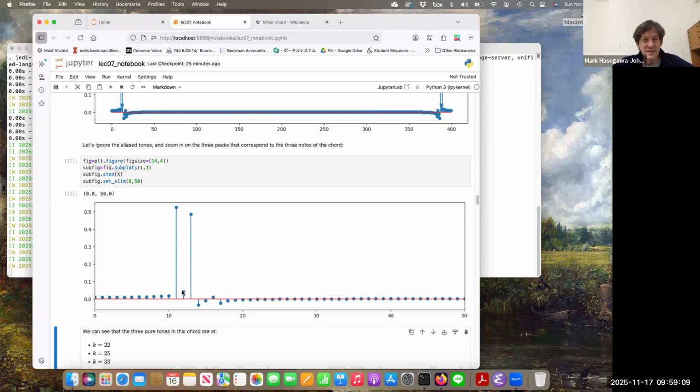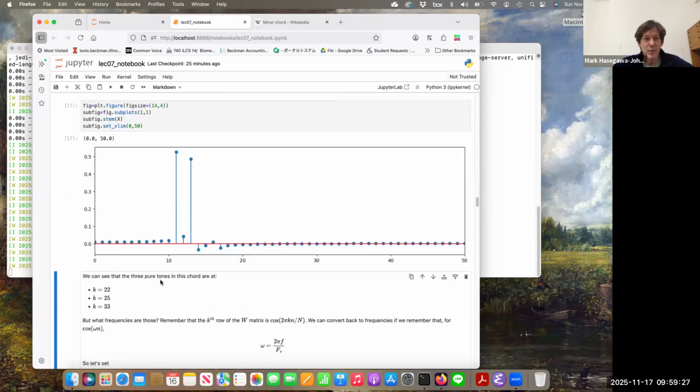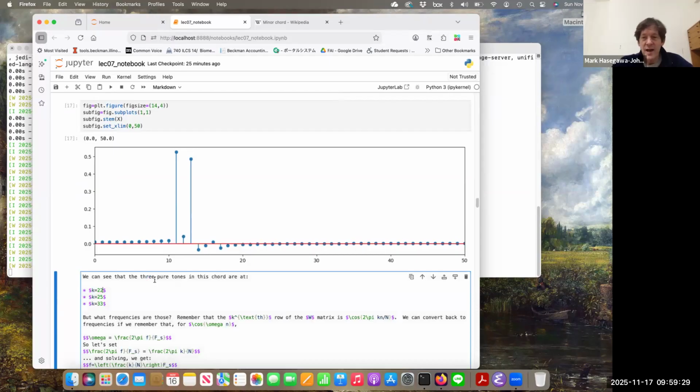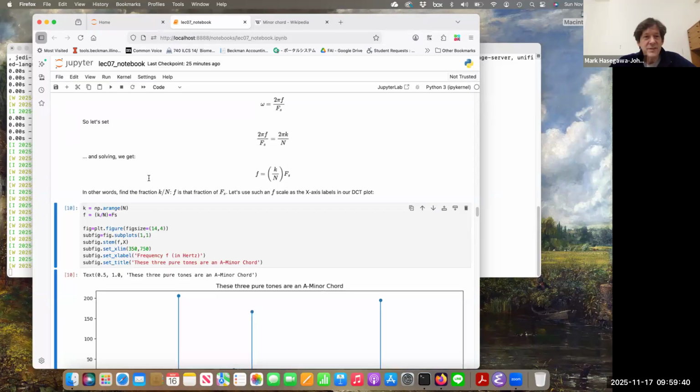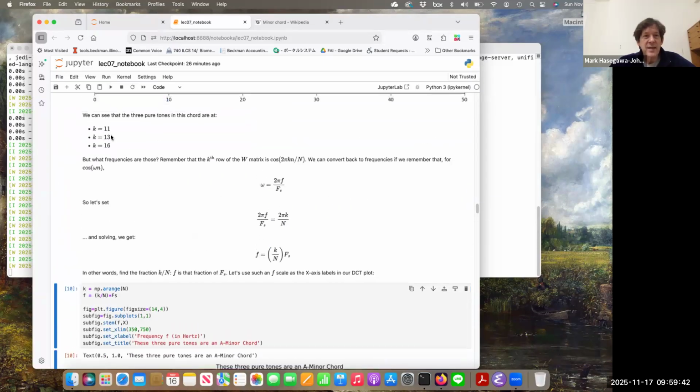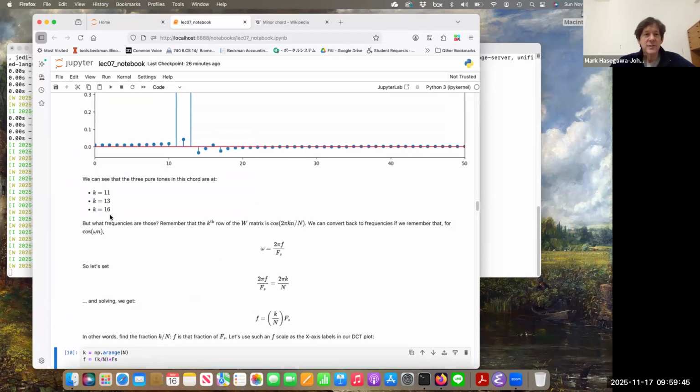You might think that the one in between is high in amplitude, but it is only high in amplitude because it's close to the 11 and the 13. This one over here at 16 is large, independent of these two, and therefore that's the one that we should probably pay attention to. So now that we're doing 220 hertz, these are at 11 and 13 and 16. And so we ask, what frequencies are those? Those are at k equals 11, k equals 13, and k equals 16.